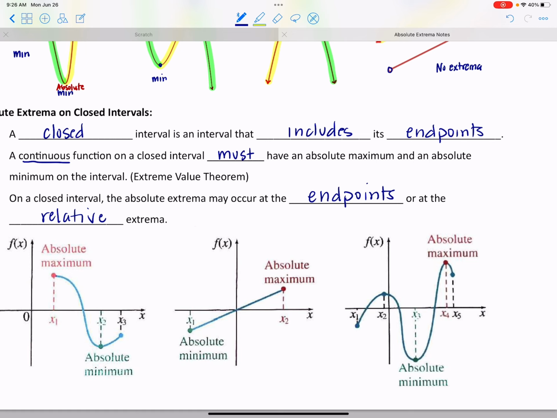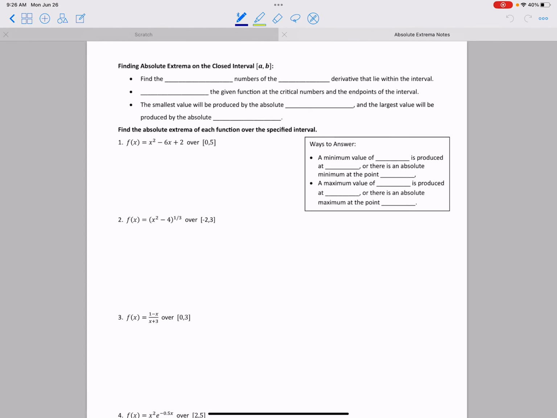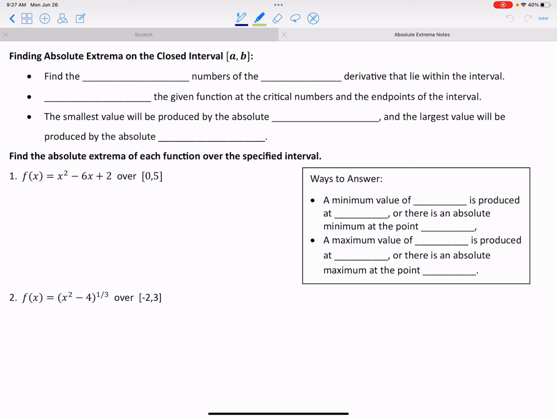So algebraically, how do we go about finding these? Well, we know how to find our relative extrema already, and we can figure out the function values at our endpoints by just evaluating our function at those endpoints. So if we're going to try to algebraically find our absolute extrema on a closed interval that starts at a and ends at b, we're going to find the critical numbers of the first derivative, because remember what those do. The critical numbers of the first derivative tell us where the slope of our function is 0 or undefined. Those are our turning points, okay?